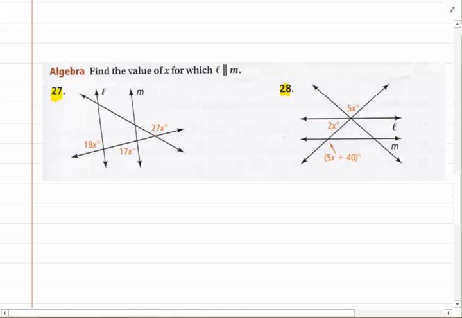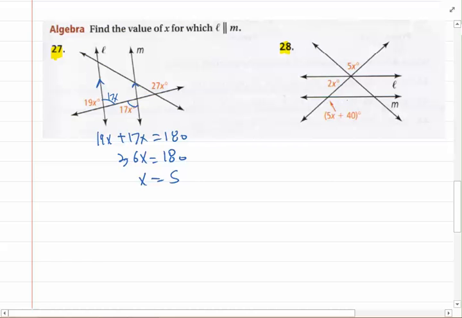Okay, moving along, number 27, find the value of x for which L and M are parallel. If we want these to be parallel, that means this angle and this angle have to be congruent, alternate interior angles, right? So if this is 17x, then this has to be 17x. And we know that 19x plus 17x are supplementary. 36x equals 180, x equals 5.